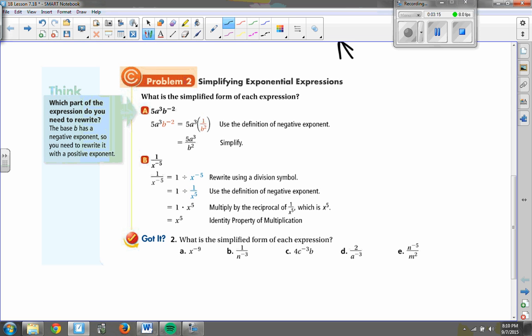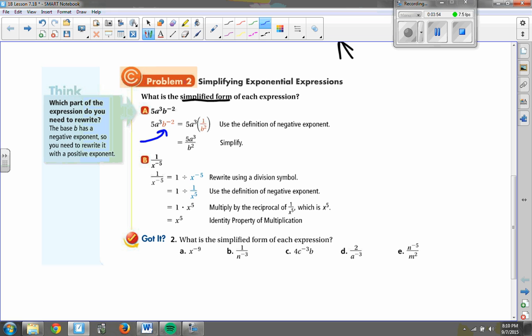They are asking us what is the simplified form of this expression here: 5 times a to the third power times b to the negative second power. Now, most of that expression is okay. It is in simplest form. The part that's not, they have pointed out for you right there in red. It's the b with the negative 2 attached to it. Negative 2 as an exponent. We need to deal with that and make sure that that has a positive exponent if we're going to call this the simplest form.